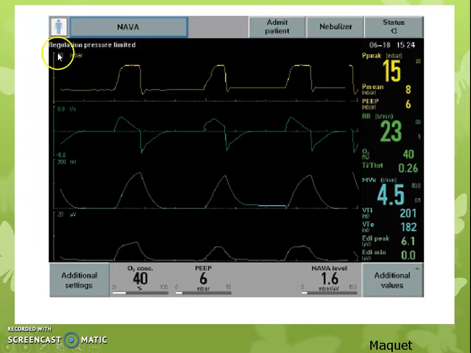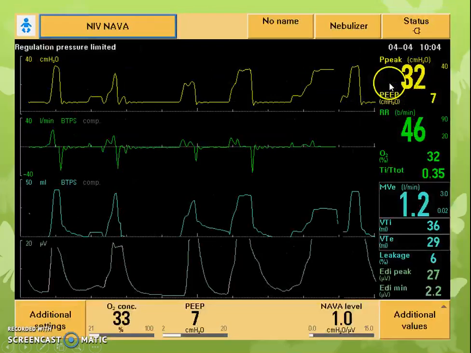The next one, you can see the pressure limit for the patient right here, because peak pressure is 15 and we only set the peak pressure for the patient at 20. On the next one, it's NIV NAVA. The pressure limit also shows. You can see 32 and we set it at 40. Most of the time, the pressure limit on NIV NAVA at 32 will cut off the patient. So if a patient with BPD has chronic lung disease and their peak pressure is consistently high at 32, we need to put the patient on invasive mode.